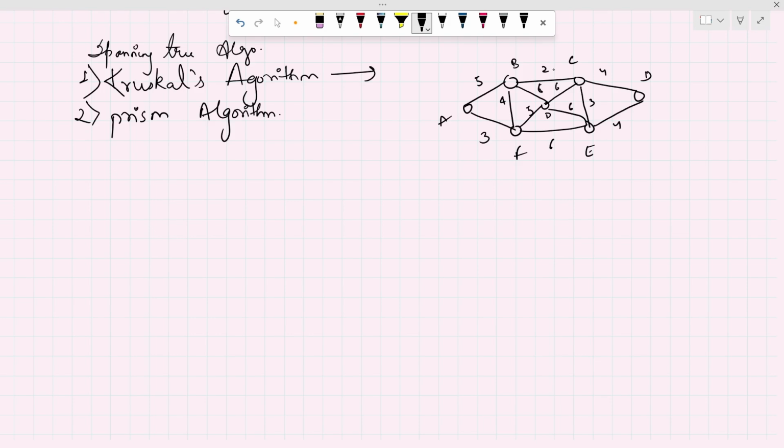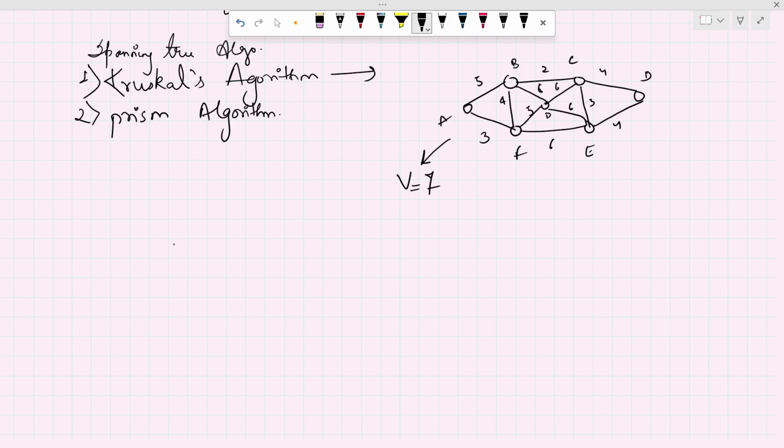First of all, we are solving this question with the help of a spanning tree. For that spanning tree, what are the two important things we need? Vertices. So how many vertices are there in this? 1, 2, 3, 4, 5, 6, 7. 7 vertices are there. And how many edges are there in this case?